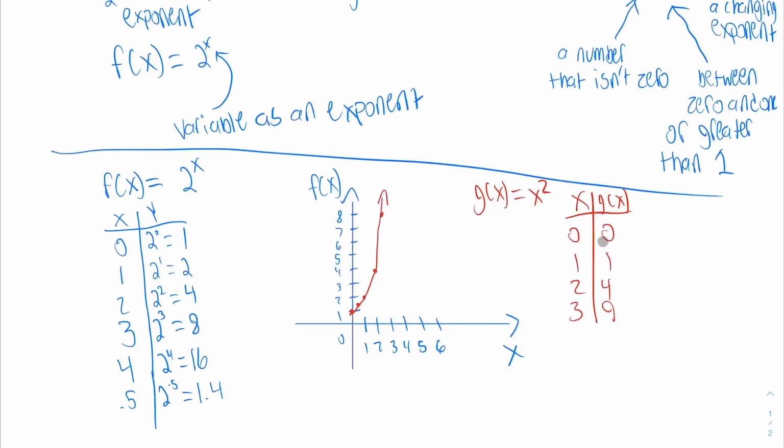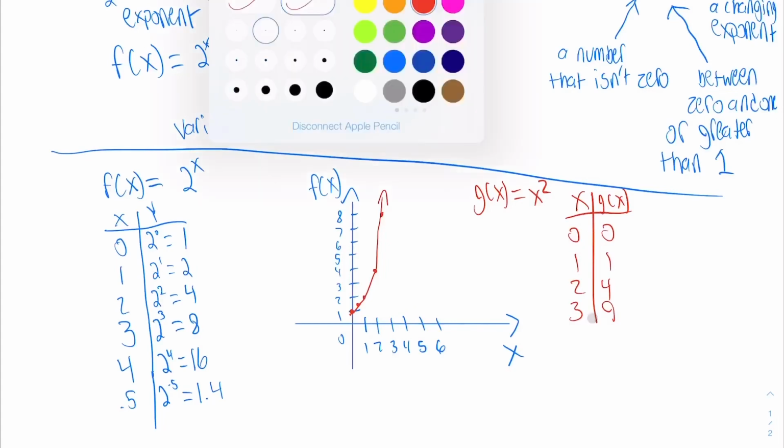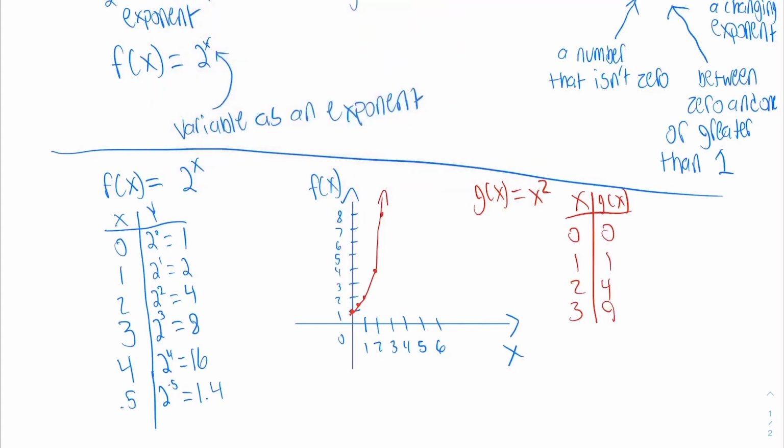So you can see the tables: this one has 0, 0. This one has 0, 1. This one has 1, 2. This one has 1, 1. 2, 4. 2, 4. 3, 8. 3, 9. So even though they have some numbers in common, and they are close, these two functions do not look the same. I'll go ahead and graph the quadratic next to it in purple. So these are very similar pictures, but not the same.